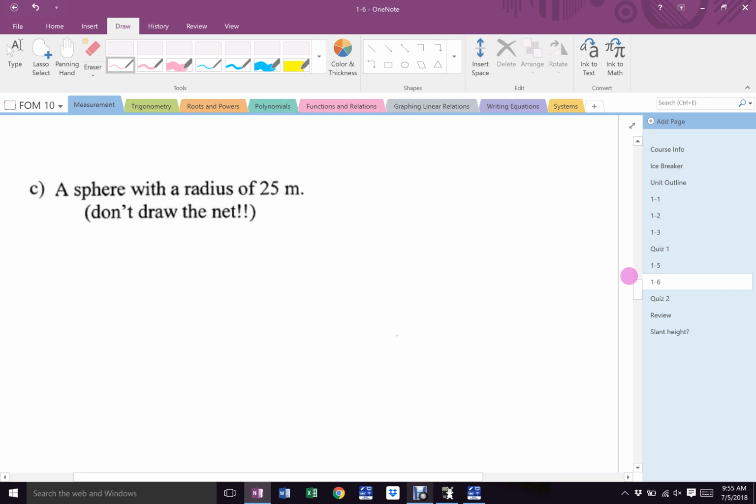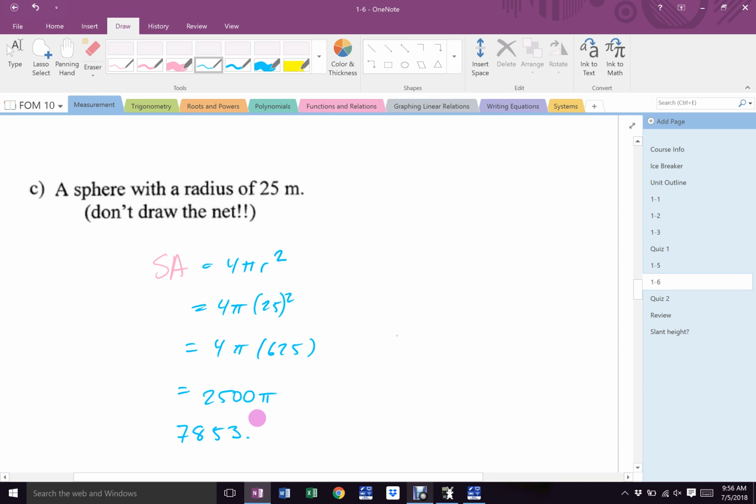A sphere, the surface area of a sphere. It's right on your sheet. Surface area of a sphere is 4 pi r squared. 4 pi times 25 squared. 4 pi times 625. 4 times 600 is 2400. 4 times 25 is 100. 2500 pi. If that's not good enough for you, 7,853.98, so 7,854 meters squared.